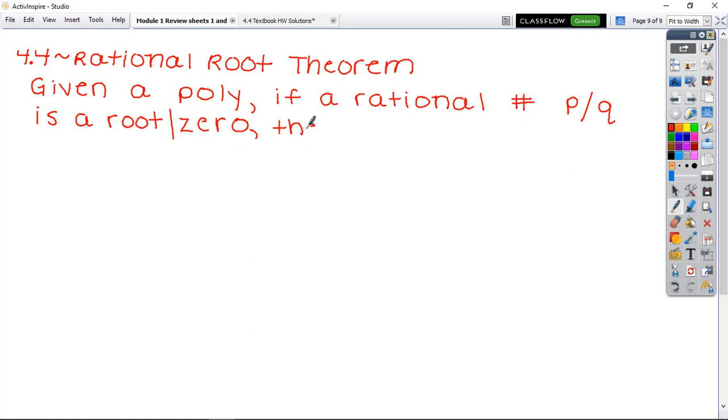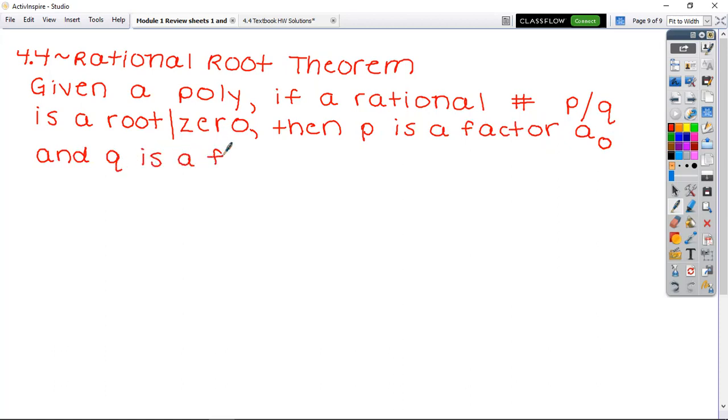Then P is a factor of your constant, which is algebraically denoted as a sub 0. Again, I'll give you examples of all of this. And Q is a factor of the coefficient of your leading term, which is denoted as a sub n. Okay. So here's an example of that.